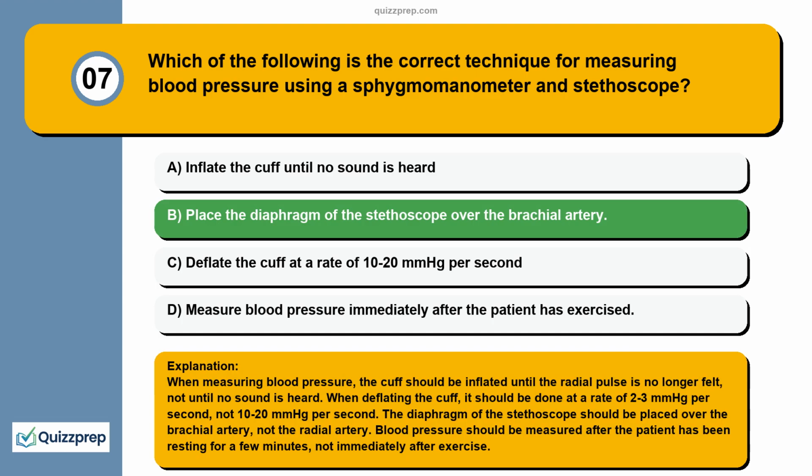When measuring blood pressure, the cuff should be inflated until the radial pulse is no longer felt, not until no sound is heard. When deflating the cuff, it should be done at a rate of 2 to 3 mmHg per second, not 10 to 20 mmHg per second. The diaphragm of the stethoscope should be placed over the brachial artery, not the radial artery. Blood pressure should be measured after the patient has been resting for a few minutes, not immediately after exercise.